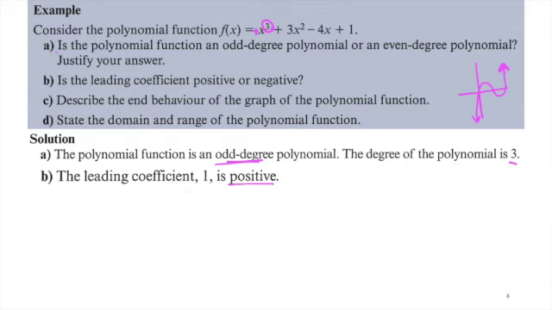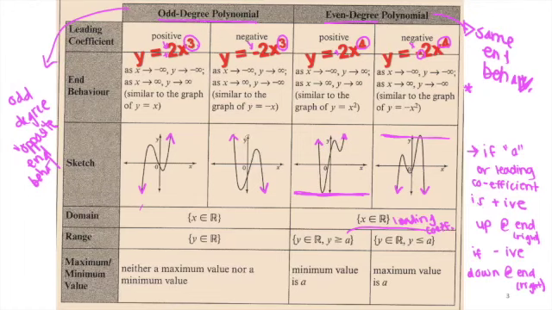So based on that and knowing that, or if you're like, Ms. Mitchell, I don't understand graphing yet, that's fine. Go back to your chart, see what an odd degree positive leading coefficient looks like, and then what your domain and your range are.